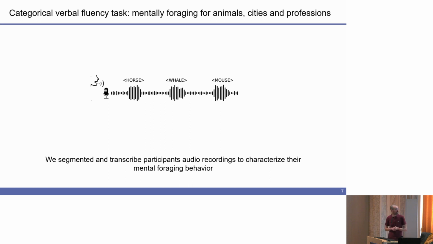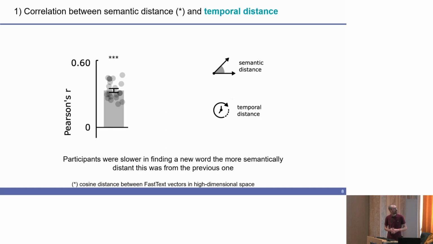As a first thing, we looked at the behavioral data to characterize their behavior and see whether it matches spatial foraging strategies. The first observation is that semantic distance between subsequent words and temporal distance between subsequent words are correlated. This means that participants were slower in finding a new word the more semantically distant it was from the previous one. This is similar to what happens in the spatial environment, where it takes you longer to go to a place that is further away from you.